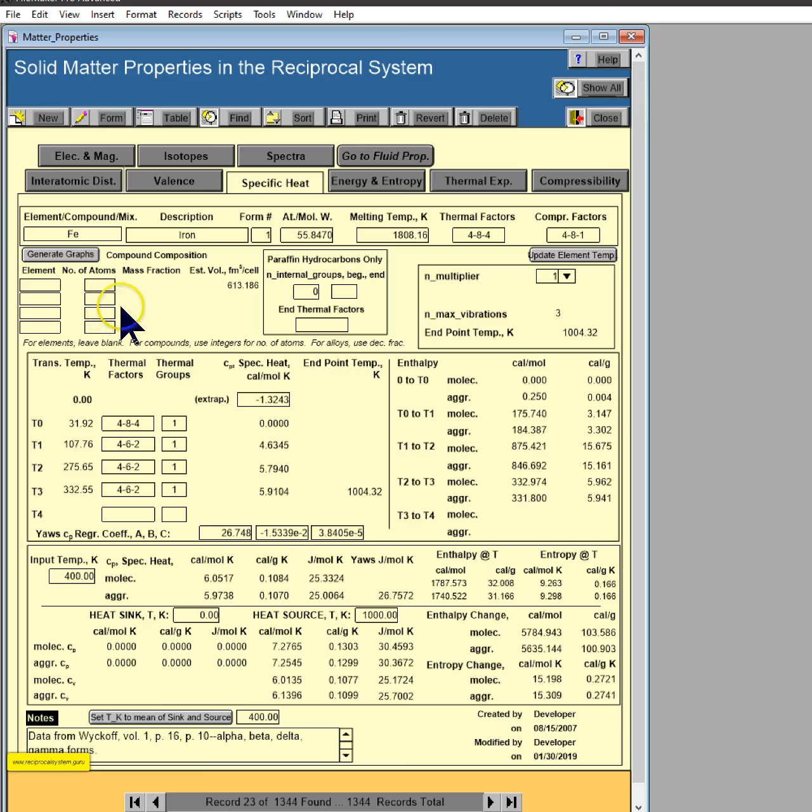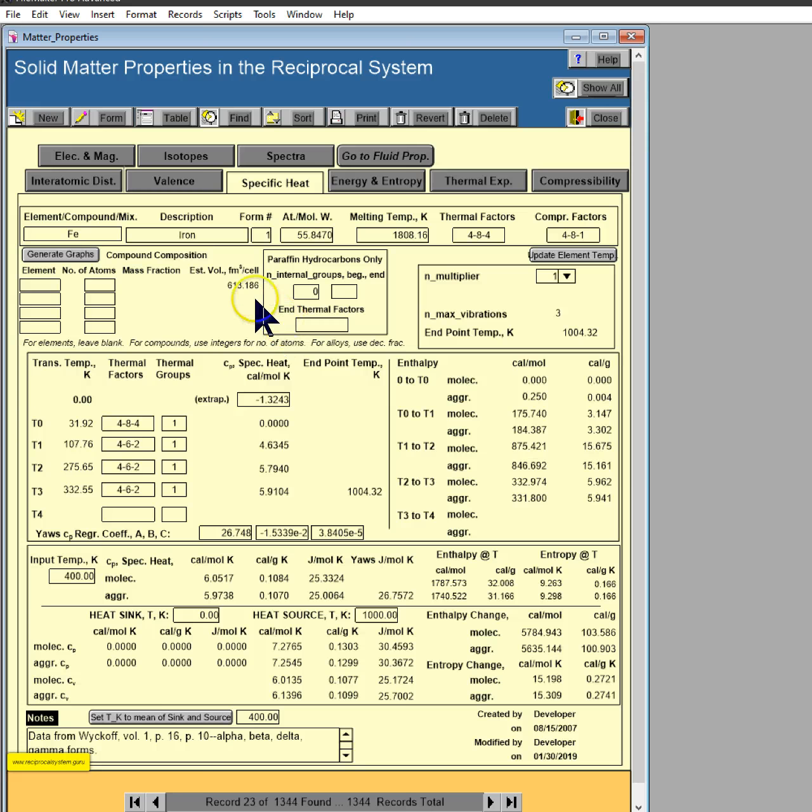Going from 0K to 1000K, this is in calories per mole, calories per gram. That's for the molecular calculation, and then for the aggregate. So again, there's a little bit of a difference. It's important to keep that in mind. And then we also calculate the entropy change.